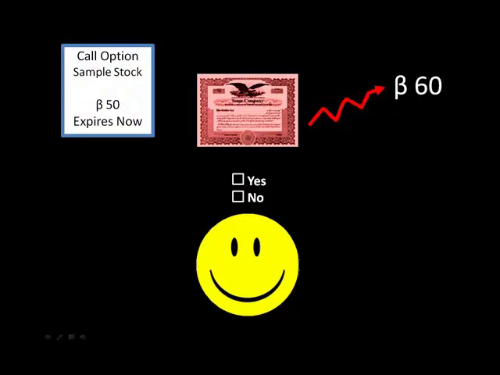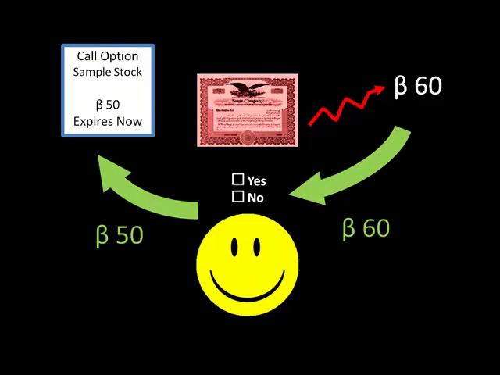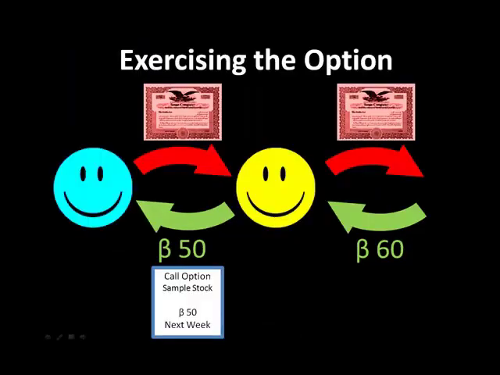Instead, what if the price goes up to 60? The option allows you to pay me 50 for the stock. Then you immediately go and sell it on the market for 60, a profit of 10 bucks. This is a good deal for you, so you choose to make the trade. This is known as exercising the option. You use the option and get the stock from me at 50 bucks. Then you sell the stock to someone else at the market price of 60 and pocket a 10-buck profit.